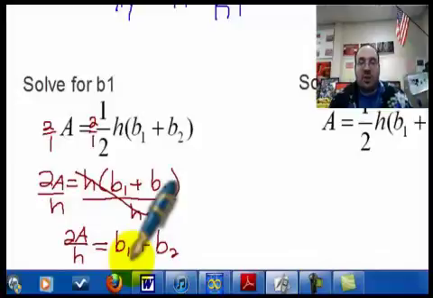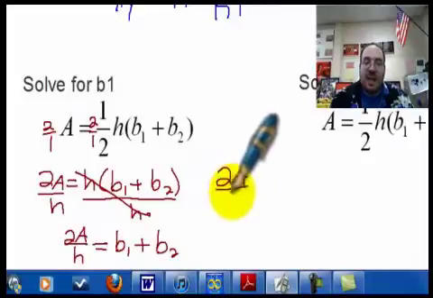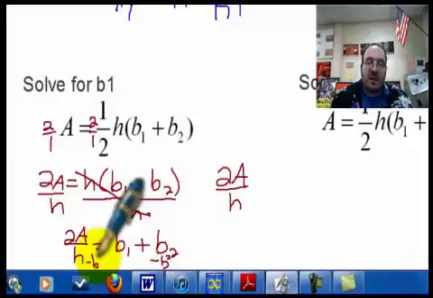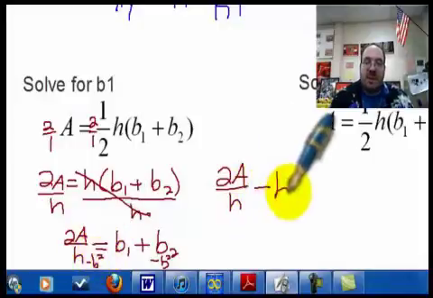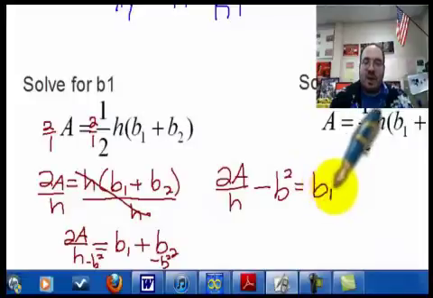And then I am going to actually subtract b2 from both sides. So I have 2A over h and then minus b2 on both sides. Almost ran out of room here. And then minus b2 equals, the b2's cancel there. I just get b1.